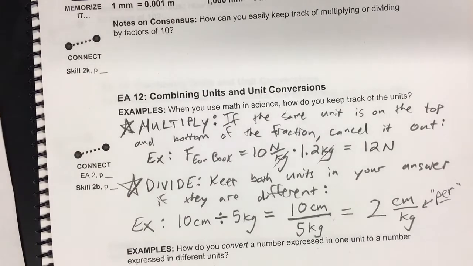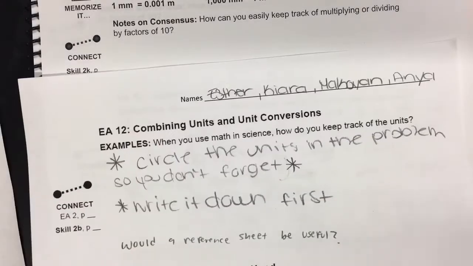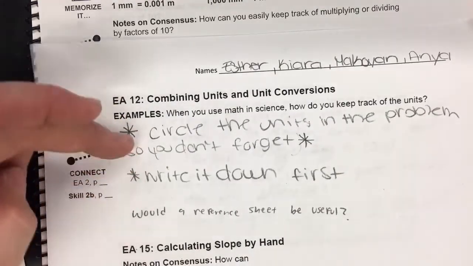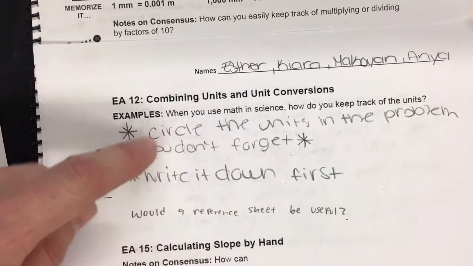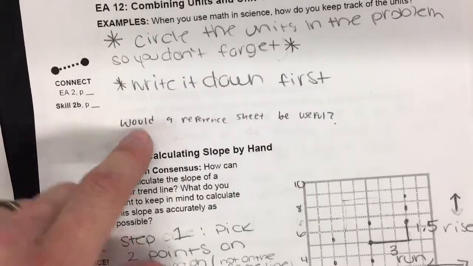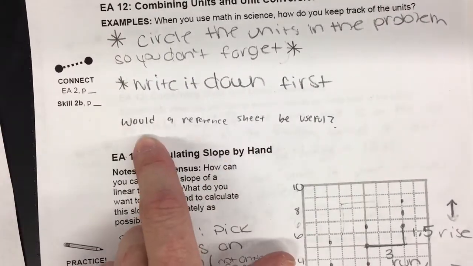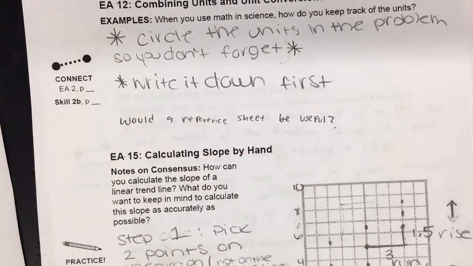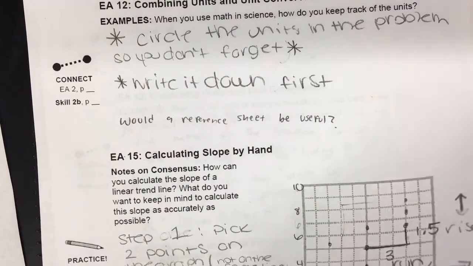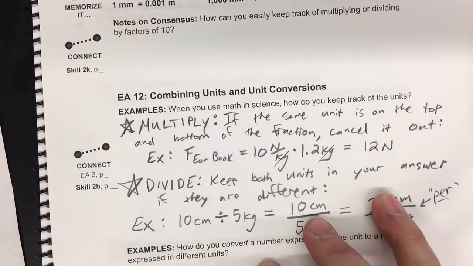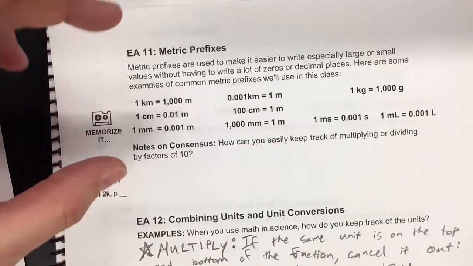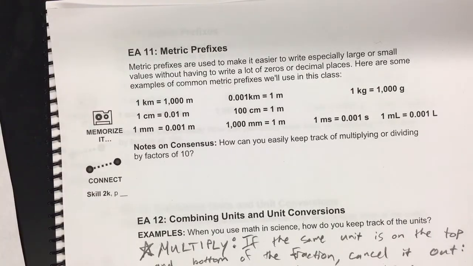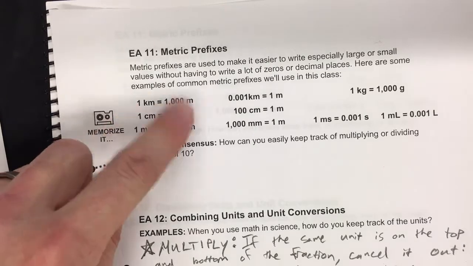Last suggestion real quick comes from Esther, Kiara, McCoy, and Anya. They had these two great suggestions to circle the units in the problem so you know that they're important. And also they came up with this at the end, like thinking back to math class where a reference sheet is often handy. Would this be useful in science class? In fact, right above EA12 in EA11, we have a reference sheet of basically all of the things that we're going to need to know that might be equal to each other.